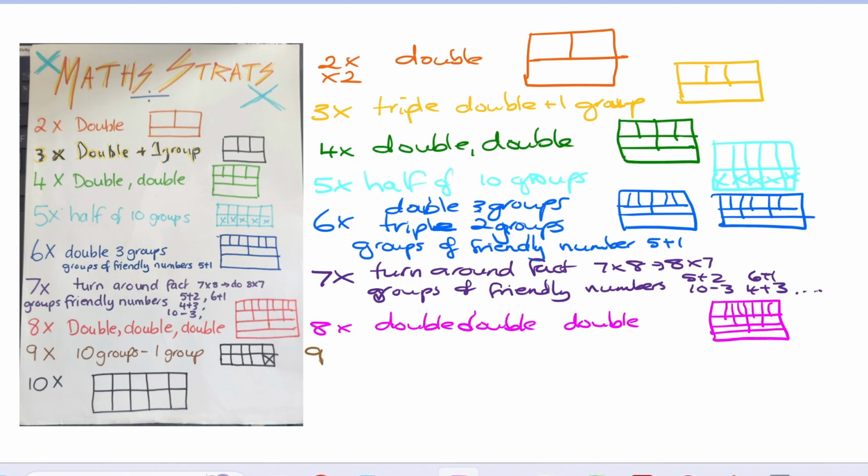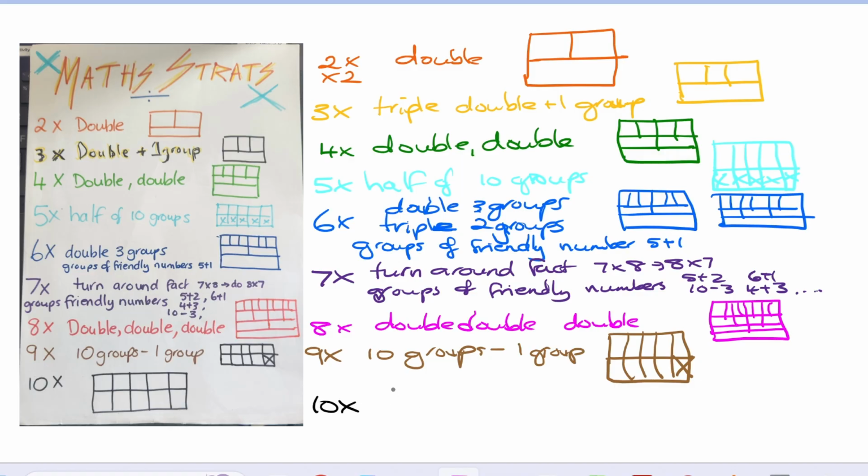For 9 groups, could I do triple, triple? Sure I can, but usually 10 groups minus 1 group is easier. So all I do is I find 10 groups and then I subtract 1 whole group from it. That's usually easier. I could do triple, triple if I wanted to.